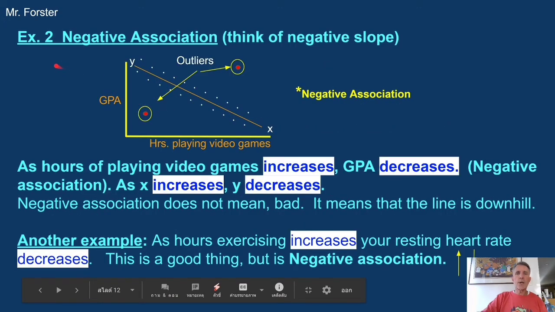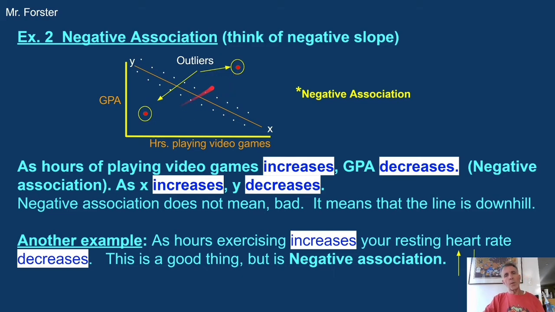Here's negative association. Think of negative slope. So GPA and hours playing video games. As you play more video games, your GPA goes down. And so here we have somebody that plays very little video games but has a lowish GPA. And here's somebody that maybe they're doing something else, I don't know. But here's somebody that plays a lot of video games and has a pretty high GPA.